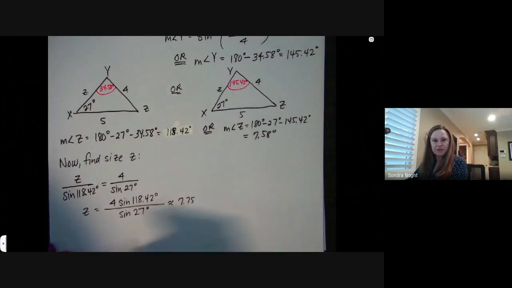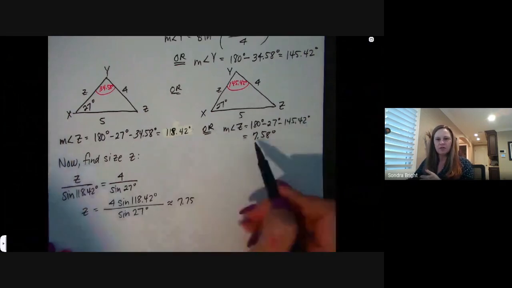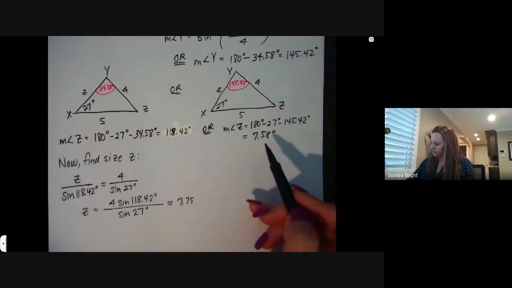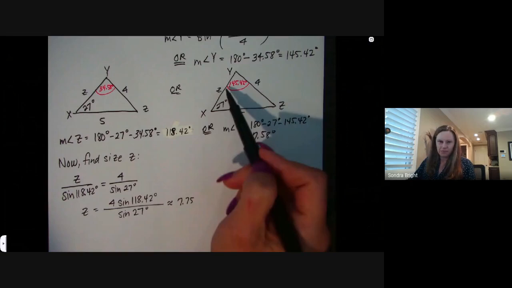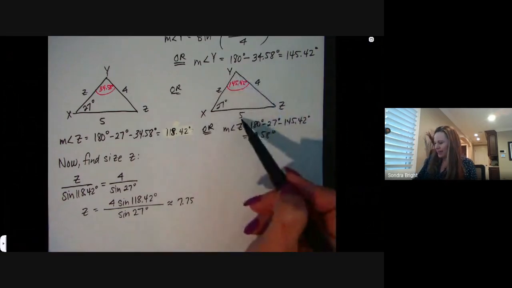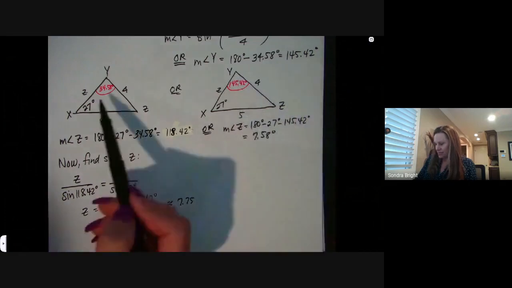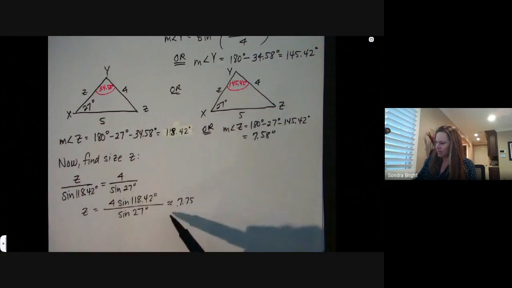It'll have a different angle value, right? Remember that sides are opposite their angles. Here, 145 degrees is definitely going to be the largest angle, which means 5 should be the largest side. Over here, it turned out that angle Z was the largest angle, and so your side Z should be the largest side. And it totally matches up too.